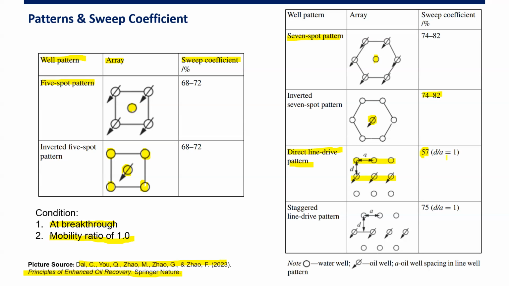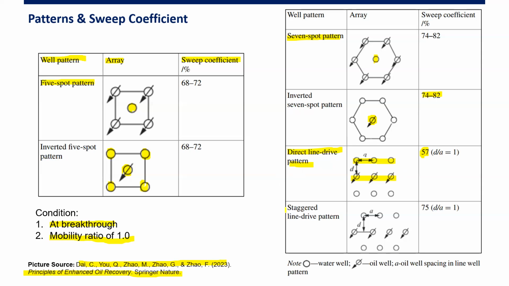Okay, if you have D divided by A greater than 1, meaning that you have greater distance between the producer row and the injector row, you need to discount this sweep efficiency even lower. You need to apply another efficiency factor to decrease it further, because the performance will be less than this optimum setting, where you can get 57%.